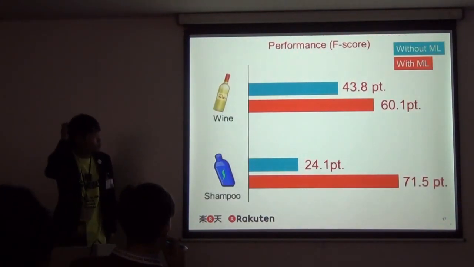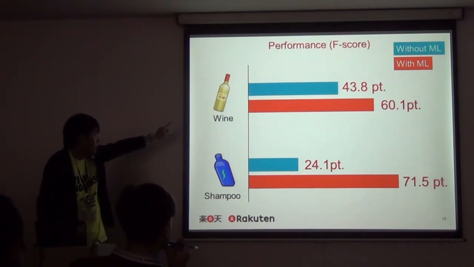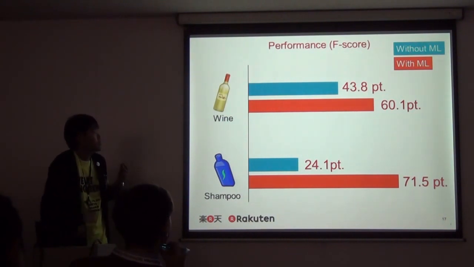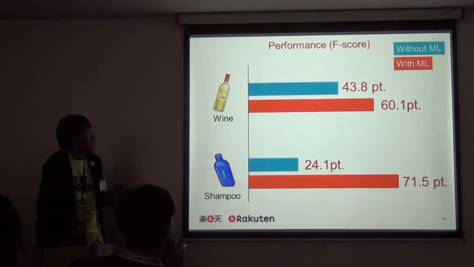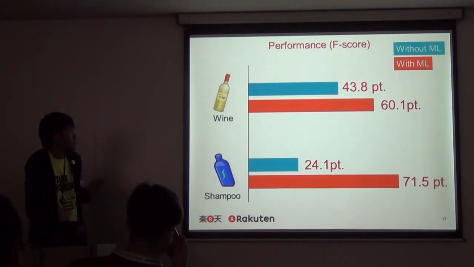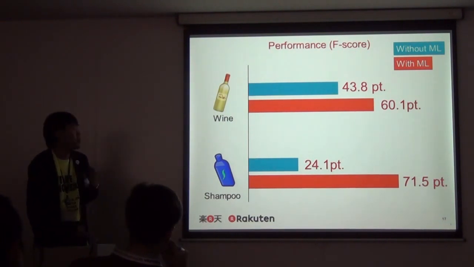Okay. This is the performance of our system for the wine and shampoo categories. The blue bar shows the performance when we did not employ the machine learning approach, and the red bar shows the performance when we employed the machine learning approach. From this, we can see that machine learning contributes to improving our system.